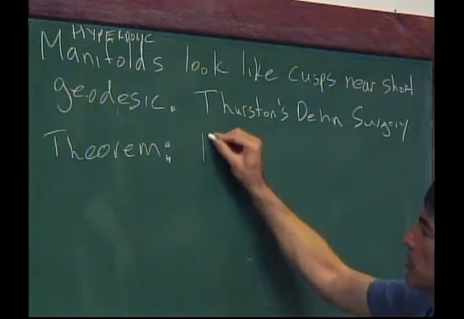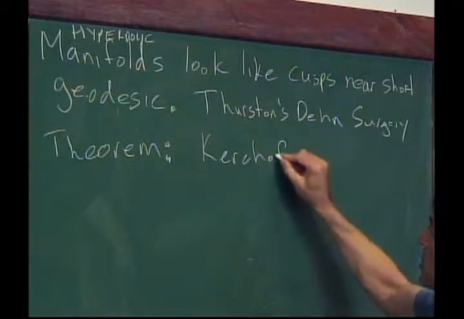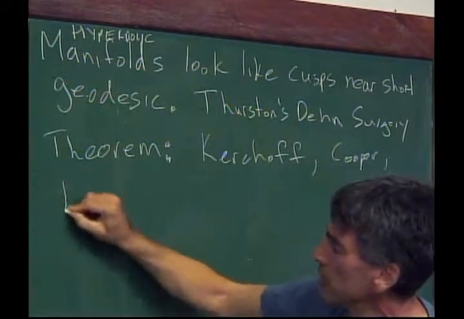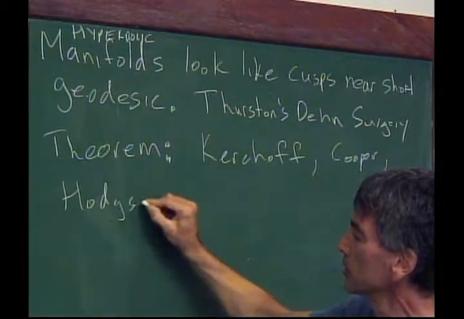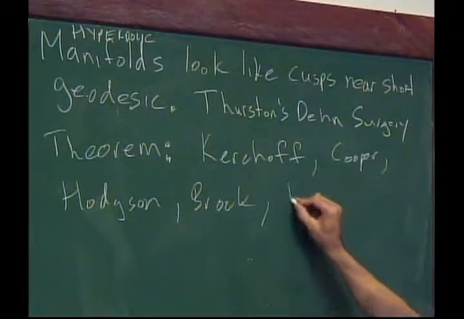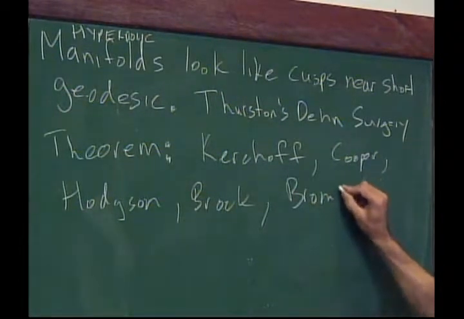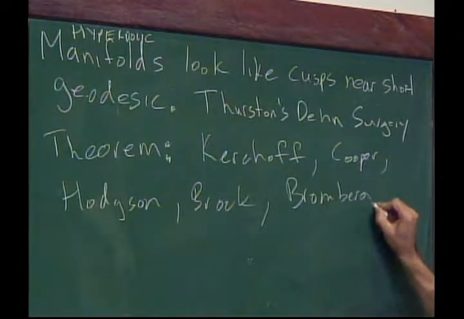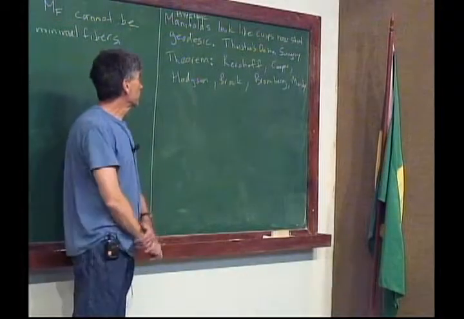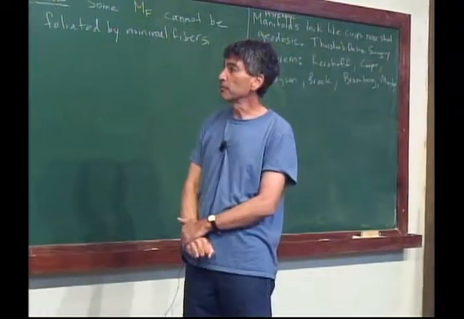And some of the people who have developed this theory include Kerckhoff, Cooper, Hodgson, Bromberg, Minsky, and so on. And they've used this type of theory to study ends of manifolds. But the particular results I'll talk about have been known for a long time.